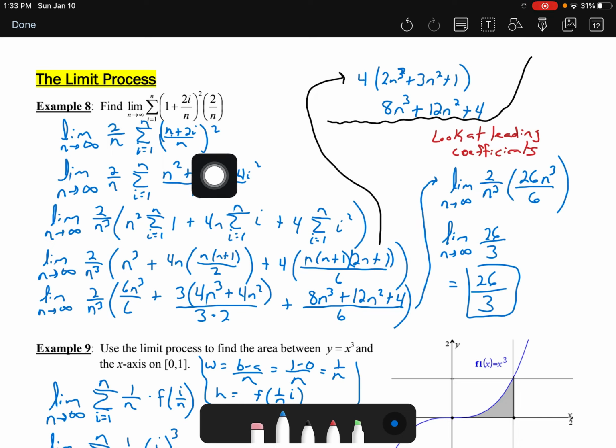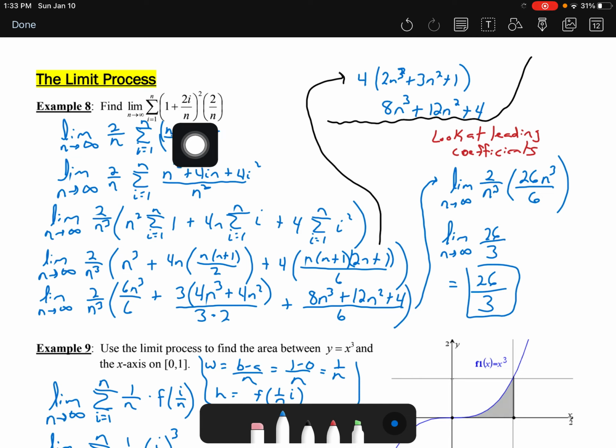So the process of setting it up is going to be very similar. We're going to use sigma notation and then some of those formulas. So again, to save some time and space, I have this worked out, but we'll talk through it in detail. Okay, so we've got the limit as n approaches infinity of the sum of (1 + 2i/n) squared, times 2 over n.